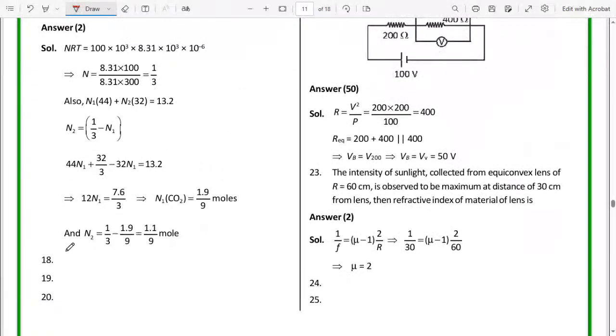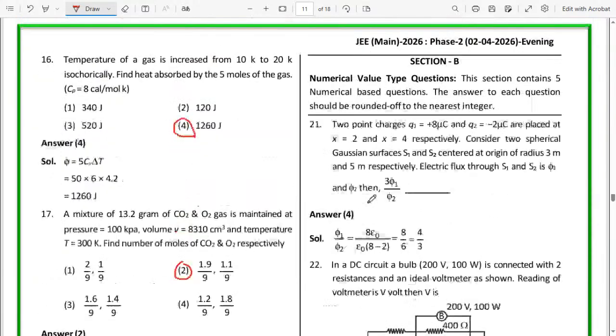Yes, students, as I said, this is a memory based question paper, so that is why some of the questions were not obtained. That is why question numbers 18, 19, 20 were kept blank. Let us see the next section, section B.